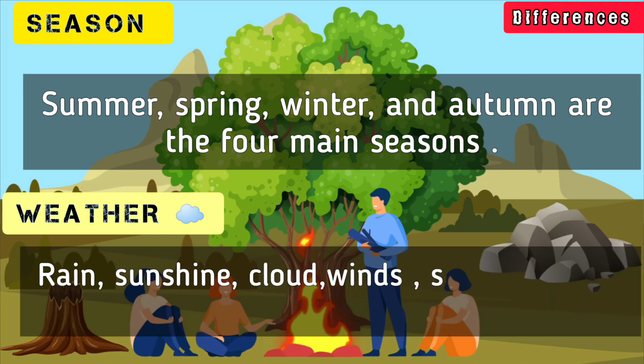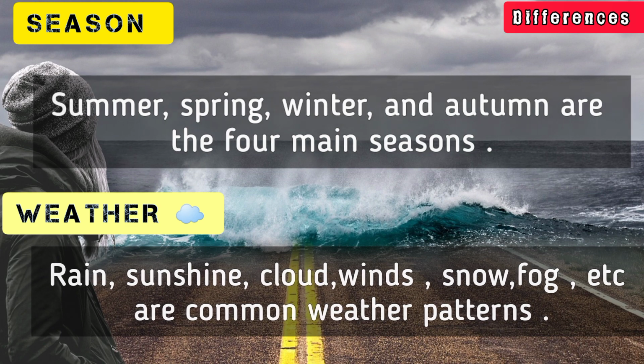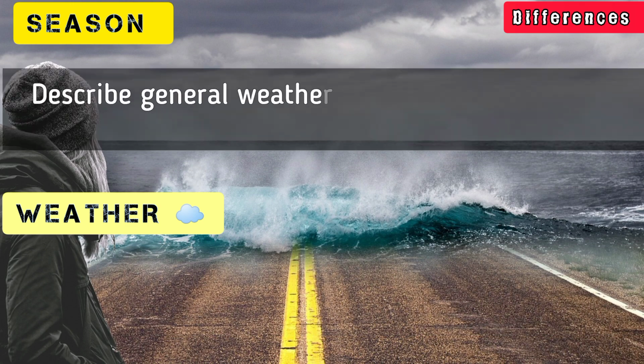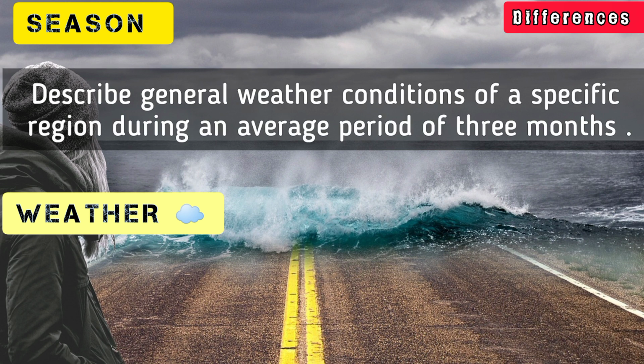Rain, sunshine, cloud, winds, snow, fog, etc. are common weather patterns. Describe general weather conditions of a specific region during an average period of 3 months.